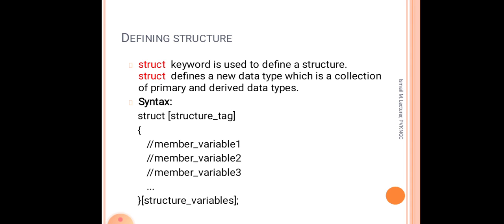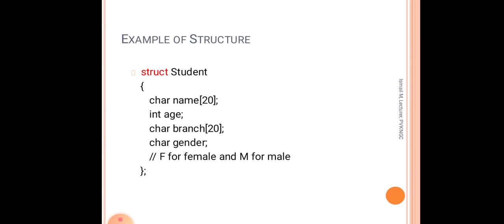Here a member variable can be of a primary data type like int, char, float, or it can be any derived data type like structure or union. At the end, we close the block and we define structure variables. It should end with a semicolon. Let us see an example of structure.